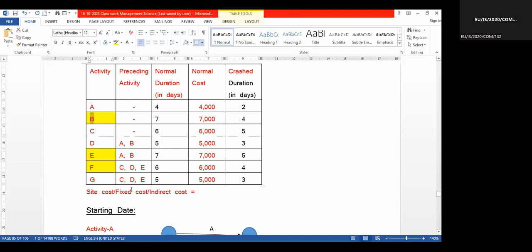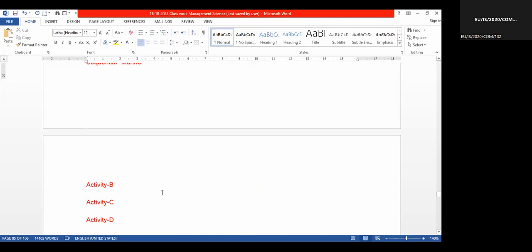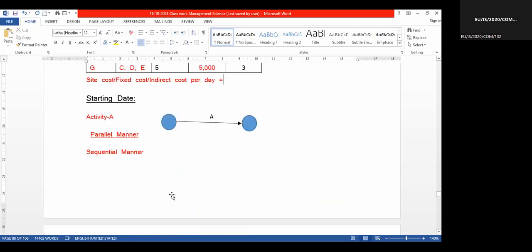The site maintenance, electricity, security people, office maintenance, all these things are there. But that will happen until the project is over. So if it is 20 days, only 20 days are needed. Beyond that, we don't need it. So the fixed cost may be given per day or per month. In this example, say the site cost or fixed cost or indirect cost per day is 1,000 rupees.